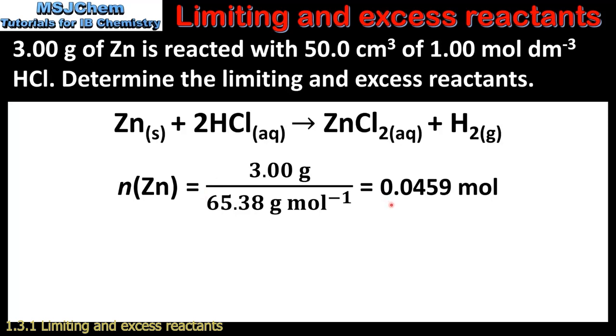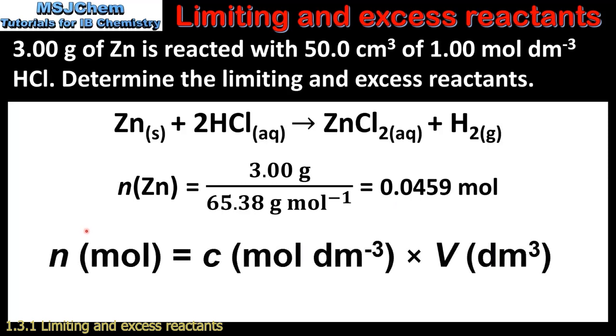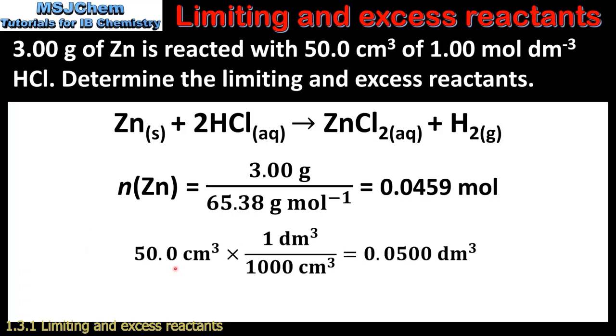0.0459 moles of zinc. To determine the amount in moles of HCl, we need to use the equation n equals CV, where n equals amount in moles, C is concentration in moles per decimeter cubed, and V is volume in decimeters cubed. Note that in the question we're given the volume of the HCl in centimeters cubed, so in this step we'll convert from centimeters cubed to decimeters cubed. So as we can see, 50 centimeters cubed is equal to 0.05 decimeters cubed.